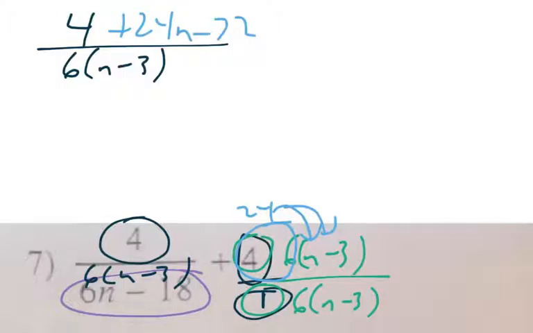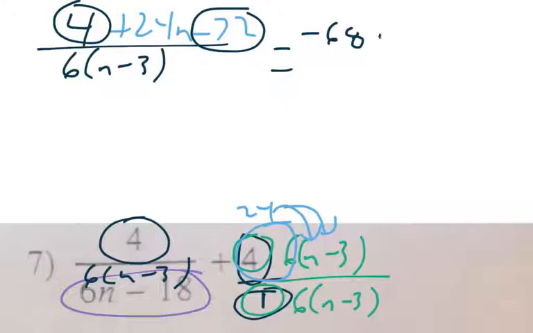What does that lead us to? Well, the negative 72 and the 4 make negative 68, right? So we have negative 68 plus 24n over 6 times n minus 3.